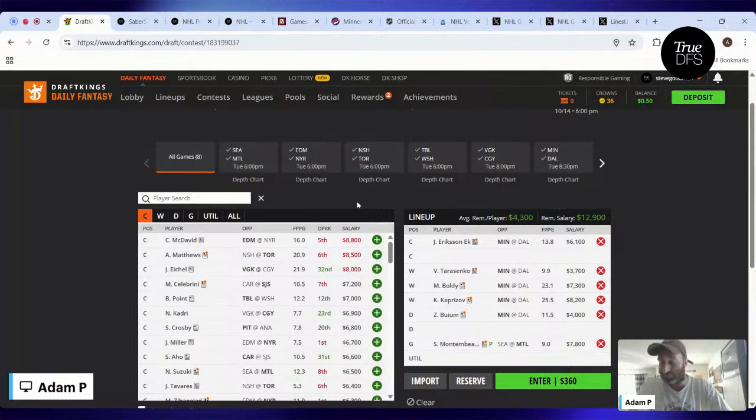SaberSim tends to grade those, by far being the best. So I tend to like that too. We'll take a look at Pater, at least for betting. If we have time, we'll take a look for DFS too.